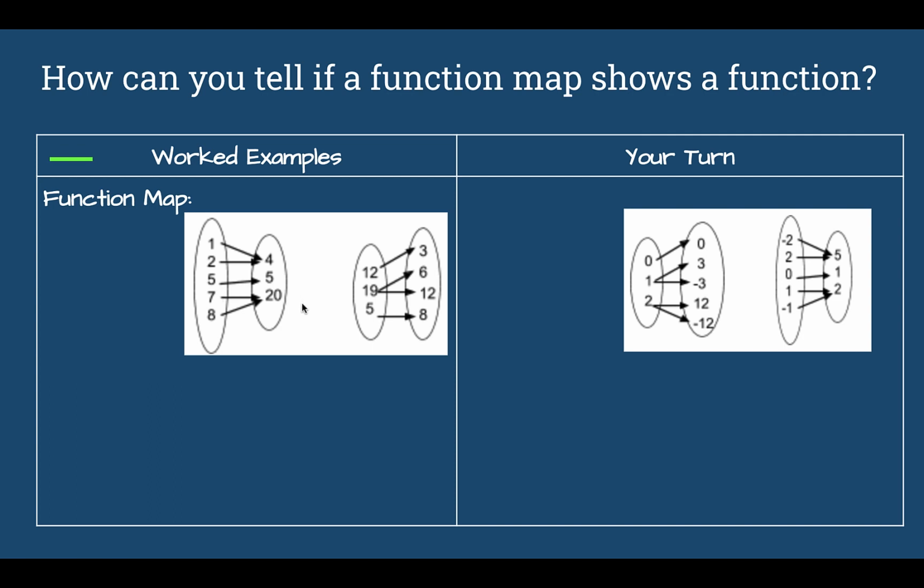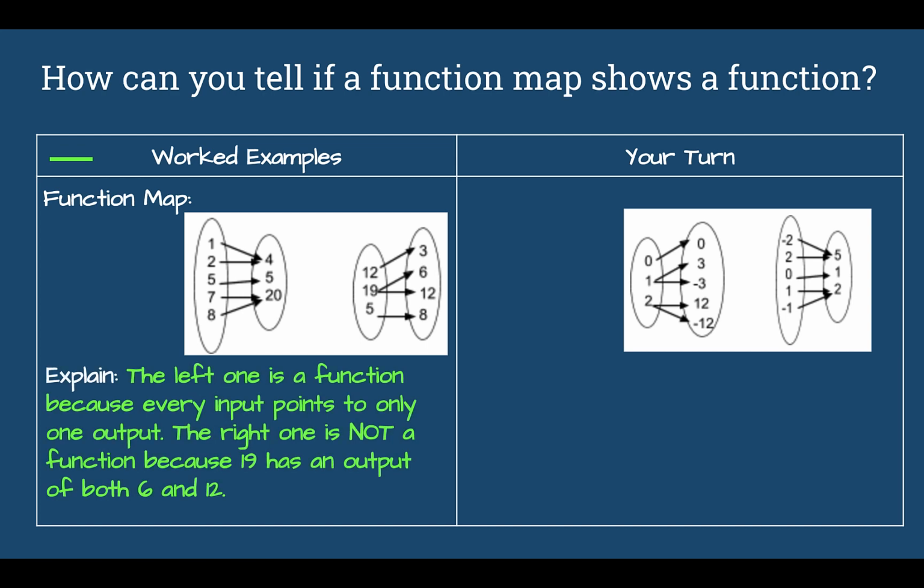For a function map, you're just needing to check if a number goes to more than one thing. So in this first one here, 1 only goes to 4, 2 only goes to 4, 5 only goes to 5, 7 only goes to 20, 8 only goes to 20. That's fine. Okay? Each number on the left only went to one thing on the right. If I look at the second one, 12 only goes to 3. That's good. 19 goes to 6, and 19 goes to 12. That right there tells us that the second one is not a function.